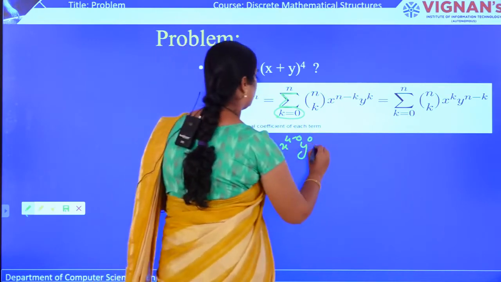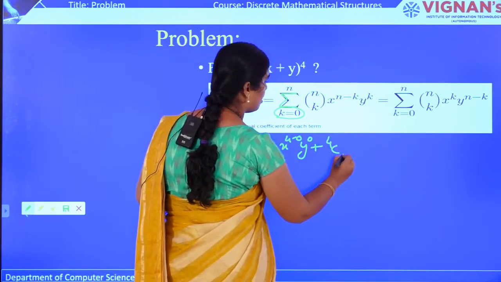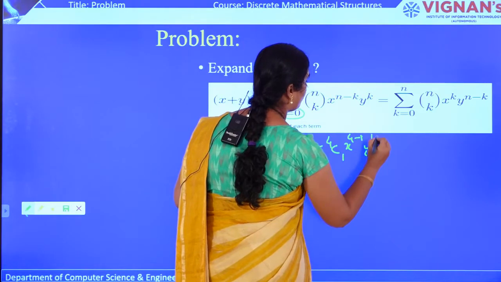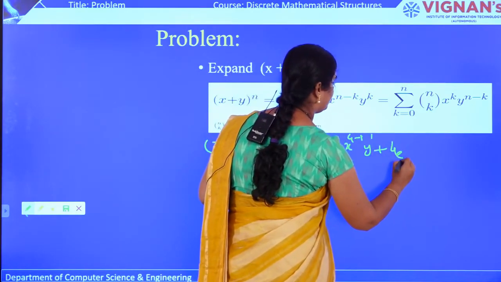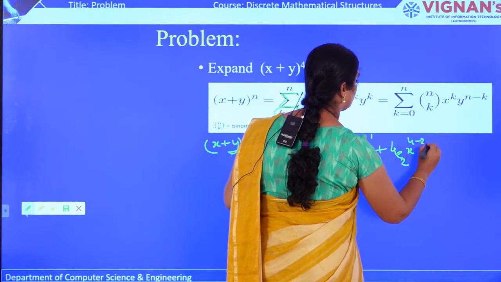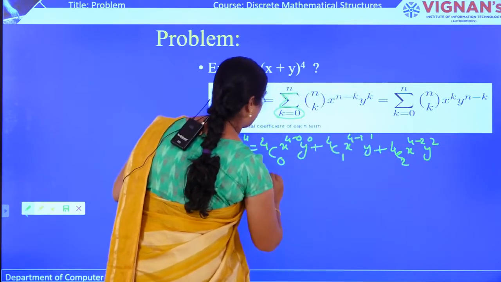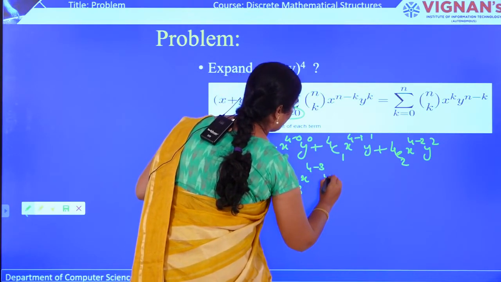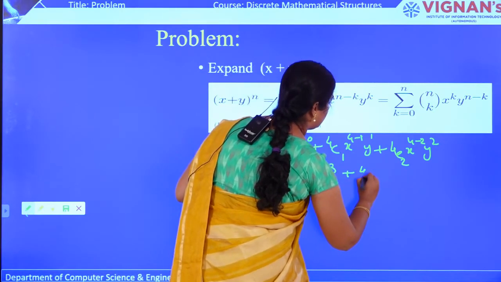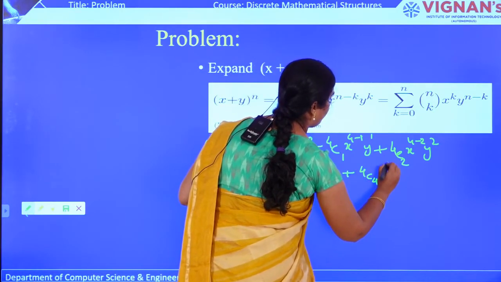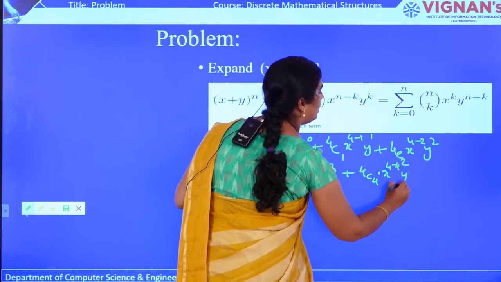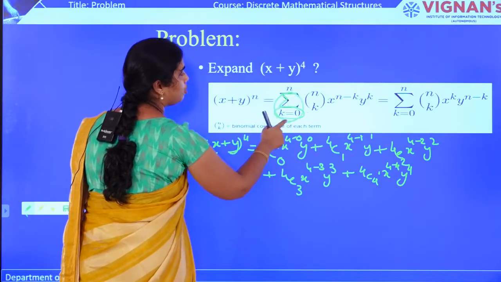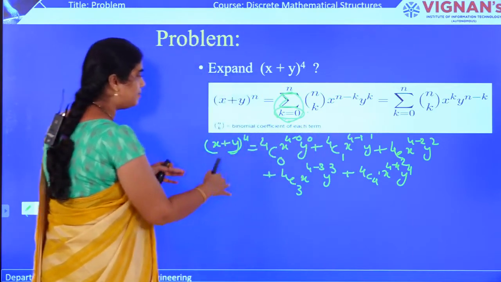This is the first term. Next, the second term will be 4C1 into x to the power of 4 minus 1 into y to the power of 1. Next, 4C2 into x to the power of 4 minus 2 y to the power of 2 plus 4C3 into x to the power of 4 minus 3 y to the power of 3. Next term will be 4C4 into x to the power of 4 minus 4 into y to the power of 4. This is the expansion, and this is obtained through this formula. As sigma is placed over here, I have added all these terms individually.